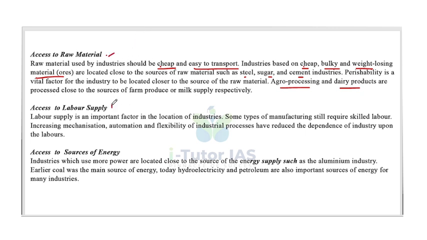Now the third one is access to labor supply. Labor supply is an important factor in the location of industries. Some types of manufacturing still require skilled labor. Increasing mechanization, automation and flexibility of industrial processes have reduced the dependency of industry upon laborers. Now, access to sources of energy. Industries which use more power are located close to the source of energy supply, such as the aluminum industry. Earlier, coal was the main source of energy. Today, hydroelectricity and petroleum are also important sources of energy for many industries.